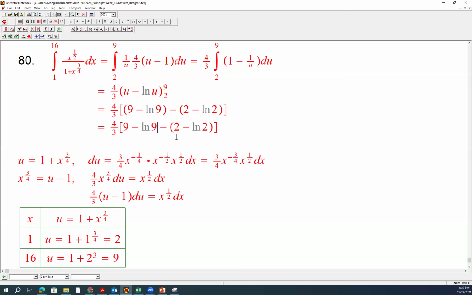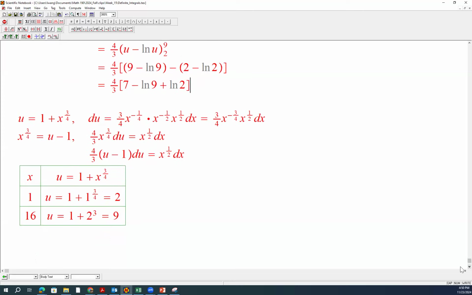Here, this has to be a positive 9. So 9 minus 2 makes 7. This is going to make 7, minus ln 9 plus ln 2, right? You don't need to use a calculator. Just leave it here. If you really want to combine the ln, you can use the quotient rule, but I will be happy with this answer. Okay, that's the end of it.